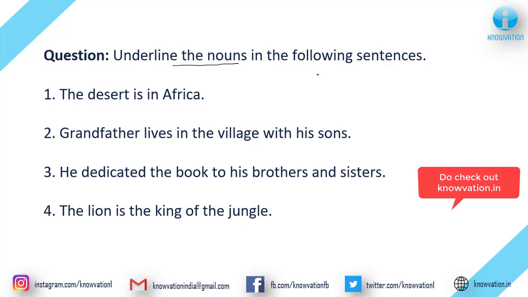All right, so I'll go ahead with the first one. The desert is in Africa. Friends, here the first word desert is a noun. Why? Because we are talking about desert in general, and desert can be a name for one kind of place. So this is basically a common noun. And now Africa is the name of a continent. So this is also a noun, and you can say that it is a proper noun.